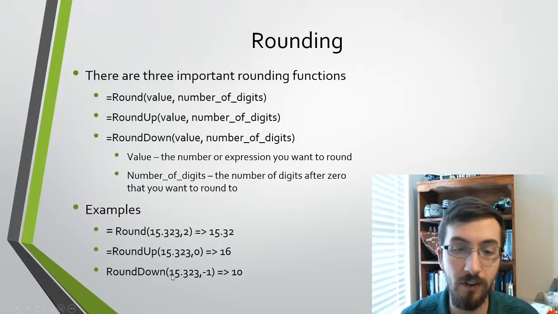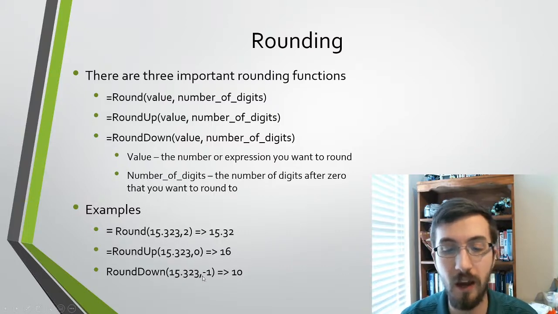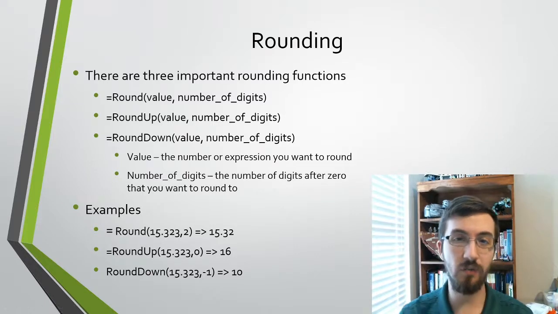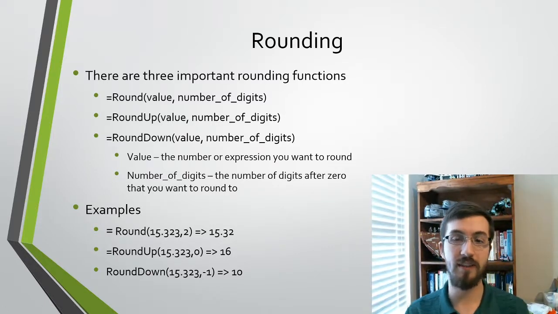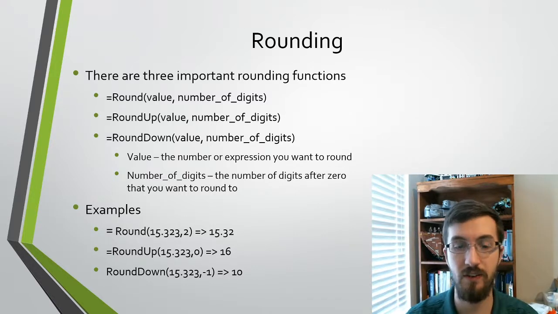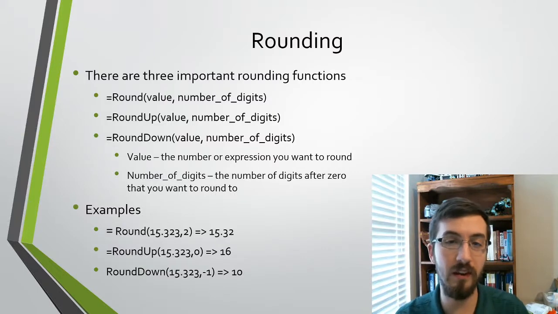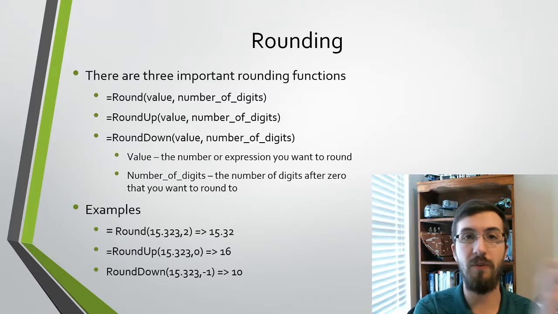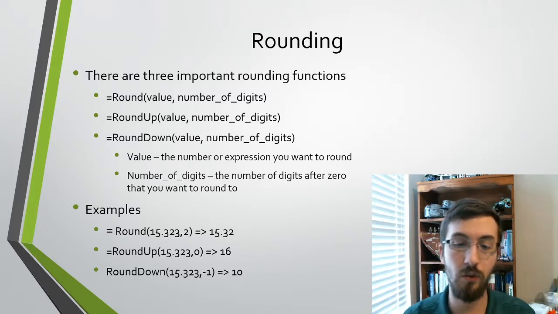And then ROUNDDOWN, 15.323 comma minus 1. So when you have a negative here, what that means is you're rounding to the first decimal place before the zeros place, before the 1 spot. So that would be the tens. Right? So a positive number in the number of digits is after the decimal, a negative is before. Right? So this ROUNDDOWN, 15.323 rounds down to 10.